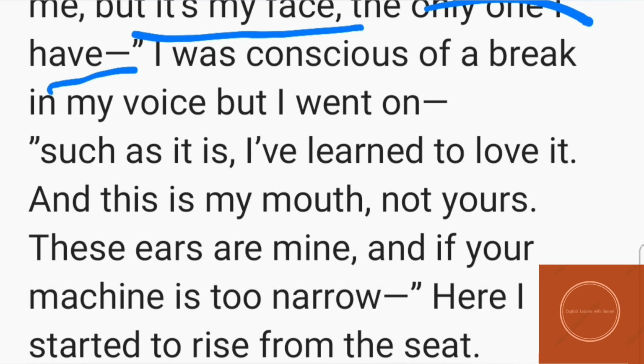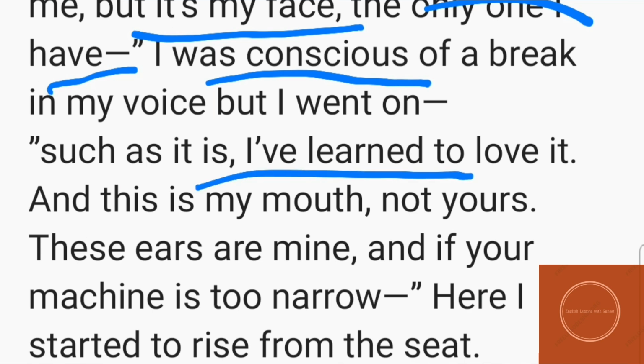I was conscious of a break in my voice, but I went on. Means after saying all these lines, he was getting emotional, because such comments were being made about him. So he was conscious, means he was aware of the break that was there in his voice. But still, he just went on, because he had other things to also say, such as, I have learned to love it. Means it is the way it is, I have just learned to love it, and this is my mouth, not yours. As the photographer had also made comments on the mouth of the person, he told him that this is my face and not your face, so you do not have any right to say anything about it.